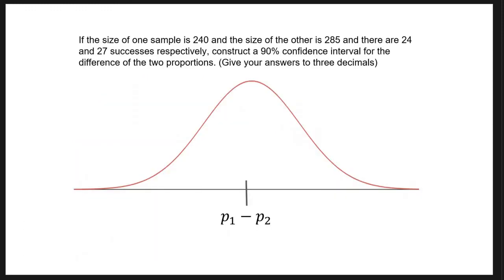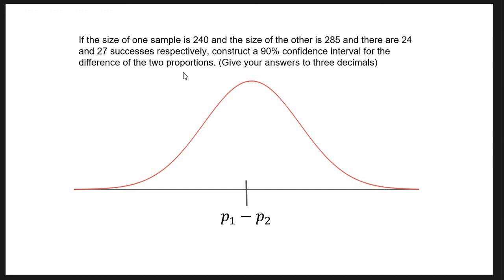All right, so here we have a scenario where we have two samples. One of my sample sizes is 240. That would be N1. The other sample size is 285. That would be N2. Amongst the 240, I have 24 successes. That would be X1. And amongst the 285, I have 27 successes. That would be X2, respectively. So we're going to construct a 90% confidence interval for the difference of those two sample proportions.